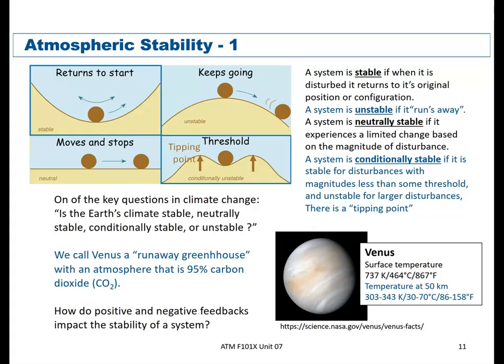Questions of stability also frame the discussion of climate change. Will our nudge of fossil carbon dioxide return to the previous climate, run away to something very different, run a short distance and stop, or can we stop before reaching a tipping point? This question is tied to the positive and negative feedbacks, if any, in the climate system. Venus is an example of a runaway climate driven by carbon dioxide. The surface temperature on Venus is higher than that on the surface of Mercury.